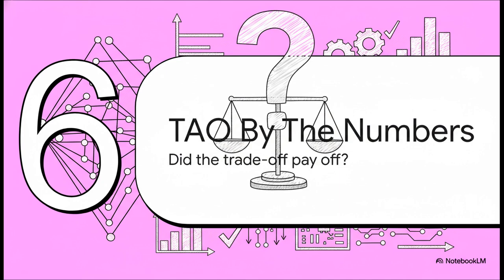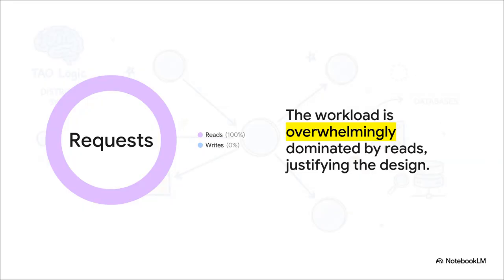So, the last question is the most important one. Did this massive engineering project and this really fundamental trade-off, did it actually pay off? Well, let's look at TAO by the numbers. This chart right here, wow. This justifies the entire design of the system. A staggering 99.8% of all the things happening in TAO are reads. Only a tiny fraction, 0.2%, are writes. This shows you exactly why the system is so obsessed with making reads fast, because that is overwhelmingly what we, the users, are doing all day long.